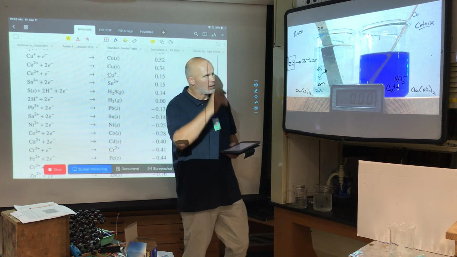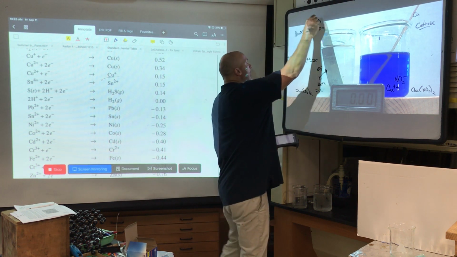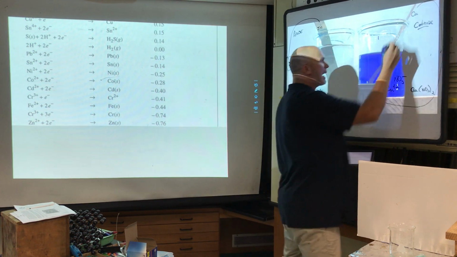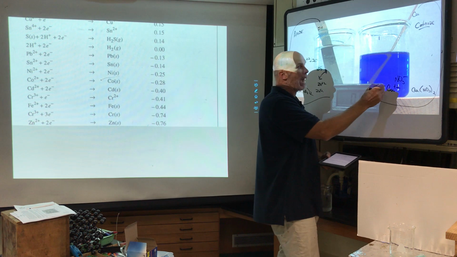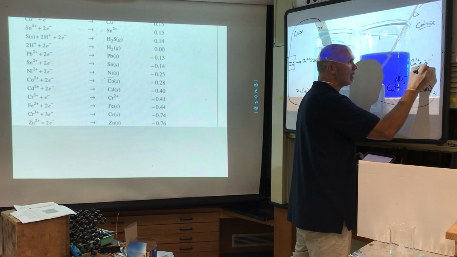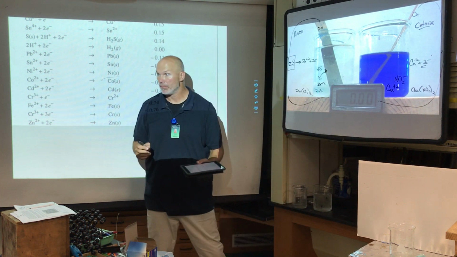Okay, now we're going to put this through a wire, connect it to a voltmeter. What's the cathode going to do? At the cathode, the copper plus 2 is going to gain 2 electrons. Where do those 2 electrons come from?